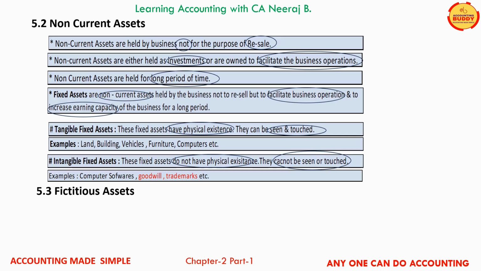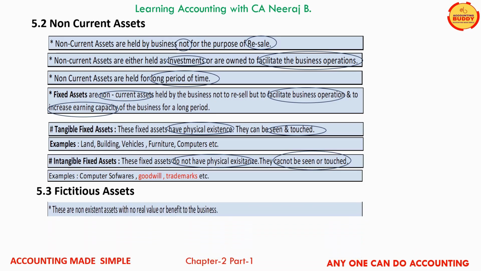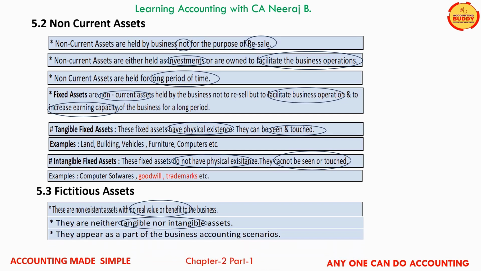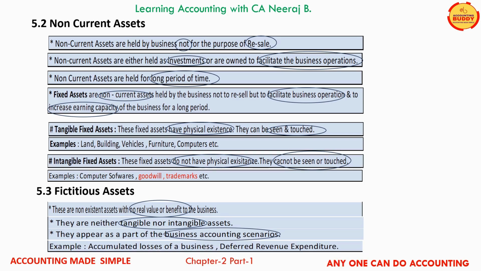There are certain accounts which are classified as fictitious assets in the balance sheet. Such assets are of no benefit to the business. They are neither tangible nor intangible in nature. They appear in the balance sheet as a part of the accounting scenario. Accumulated business losses and deferred revenue expenditure are a few examples of fictitious assets.